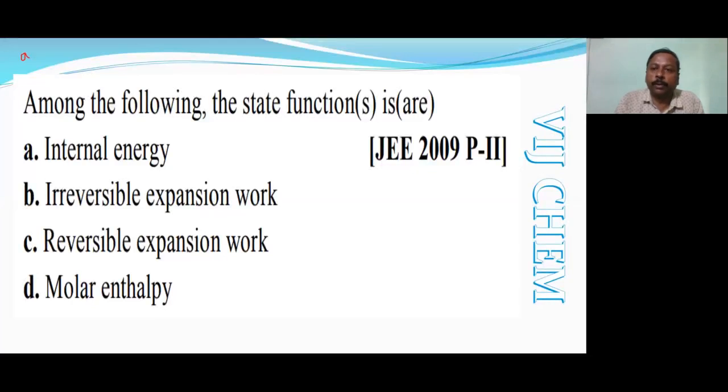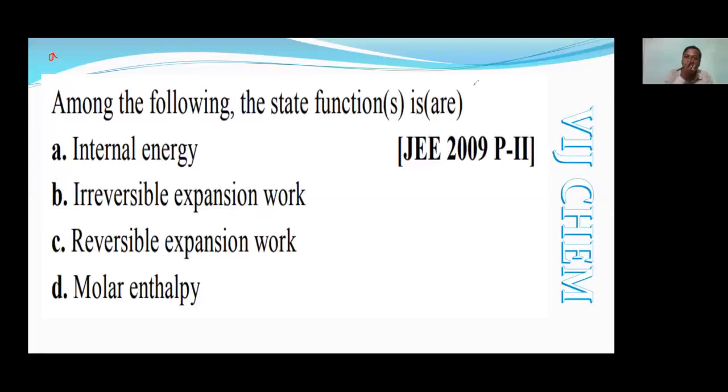Next question is again from the advanced exam, and it is a paper 2 question. That's why it is given as oblique, that means more than one correct. You have to identify the state functions: internal energy, irreversible expansion work, reversible expansion work, and molar enthalpy. Out of these, how many are state functions? Internal energy is a state function, and molar enthalpy is also a state function. So A and D are the correct answers. As it is an advanced entrance examination, it can have more than one correct option. Then let us move to the next question.